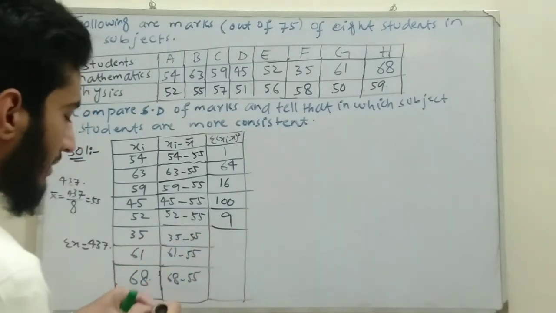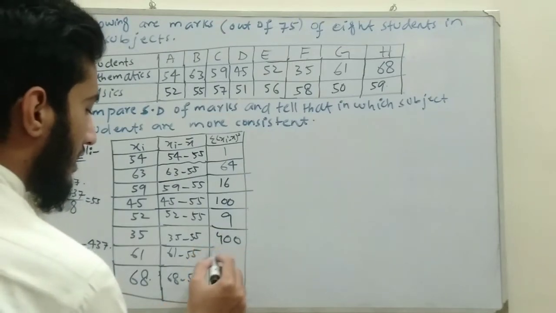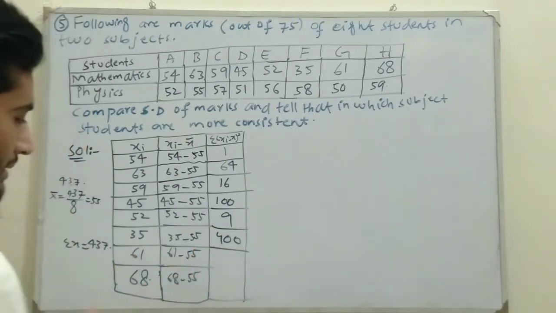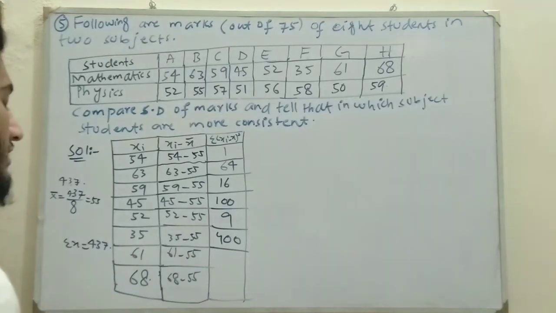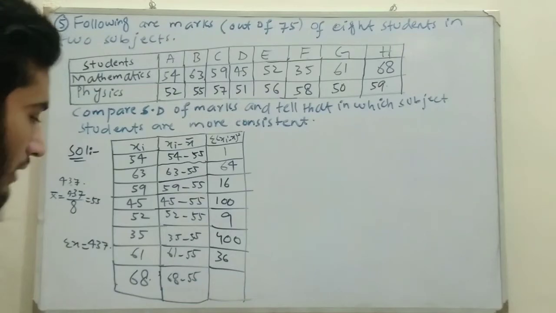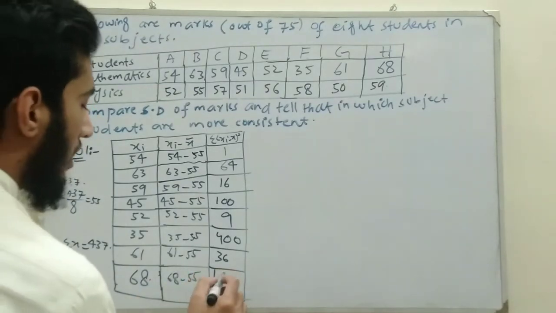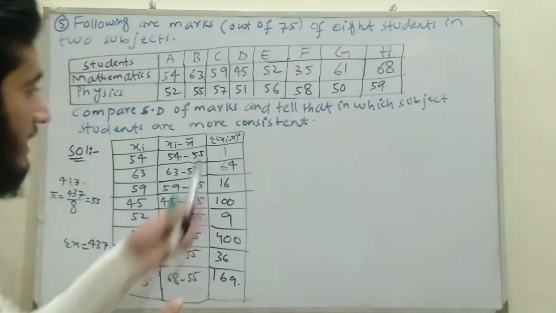Here is 35 minus 55, which gives us minus 20, and minus 20 whole square gives us 400. And here is 61 minus 55, so it gives us 6, and 6 square gives us 36. And after this 68 minus 55, it will give us 13, and 13 square gives us 169. Now we are going to find the summation.